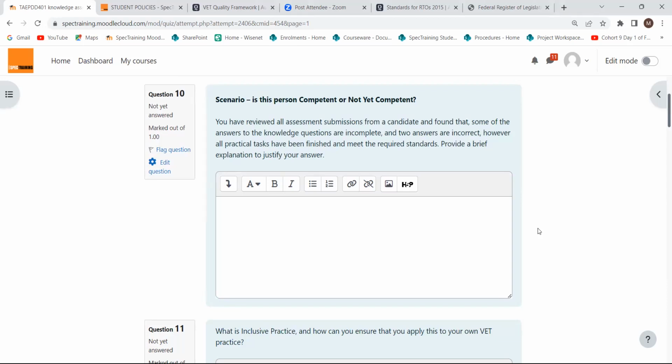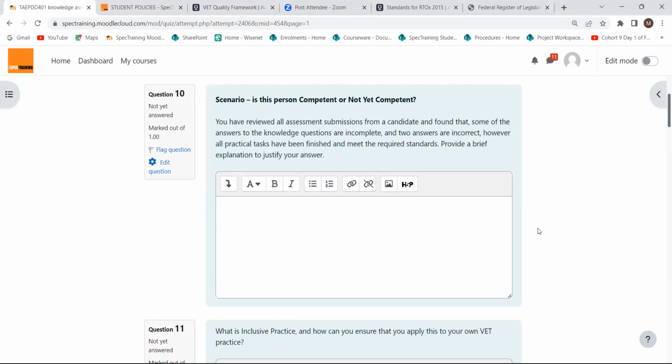If they haven't completed all the knowledge questions, then we can't say that they are complete in the unit. And as we all know, with the unit of competency, a student is going to be assessed on the knowledge evidence, they're going to be assessed on the performance evidence, and they're going to be assessed on the performance criteria. So in this case, yes, the practicals are done, fantastic. But if the knowledge evidence questions are not complete, well, the student's not yet competent.